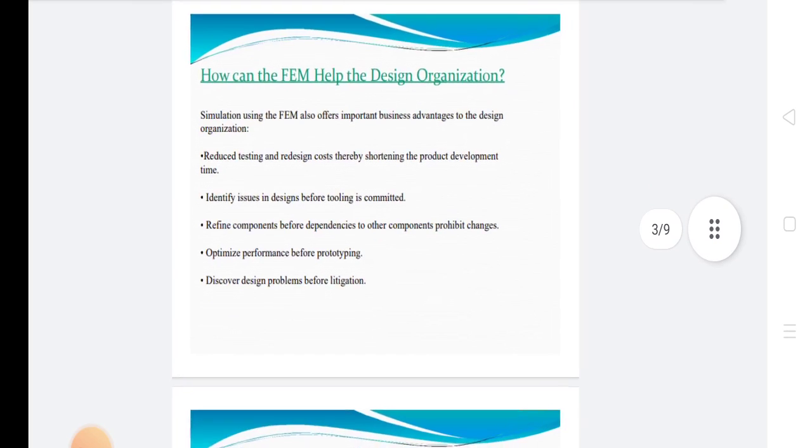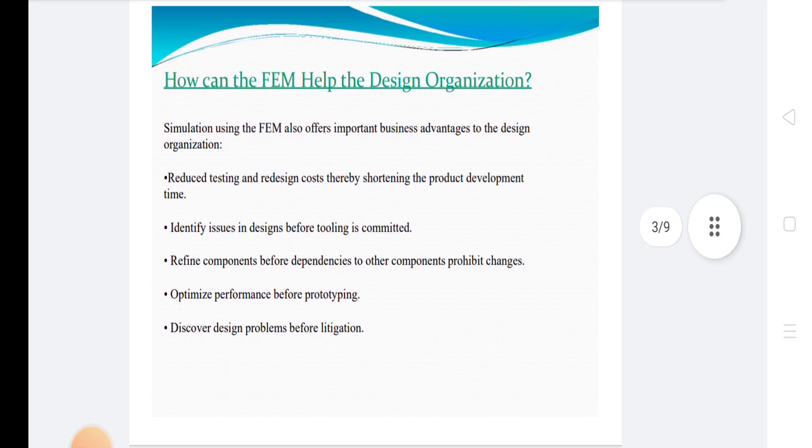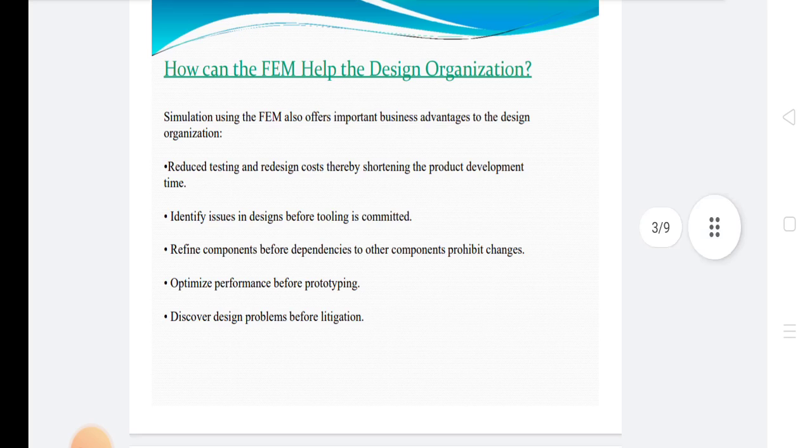In simulation, using the FEM also offers important business advantages to the design organization. It helps to reduce testing and redesign cost, thereby shortening the product development time. Identify issues in designs before tooling is committed. Refine components before dependencies to other components prohibit changes. Optimize performance before prototyping. Discover design problems before litigation.